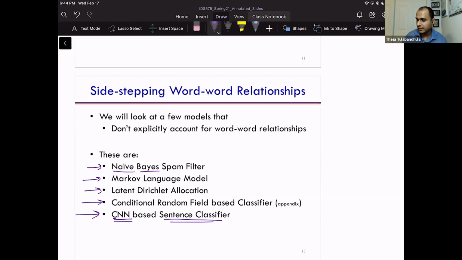It's a sentence classifier. Okay, these are the example models we'll see, and up to this point we can get away with, let's say, one-hot encoding or things like that. Even for the CNN based sentence classifier, we can get away with one-hot encoding. So in that sense, these models don't really care about the actual semantic meanings or semantic relationships between words. For example, they don't account for word-word relationships and things like that. I think it'll become clearer when we look at each of these models.